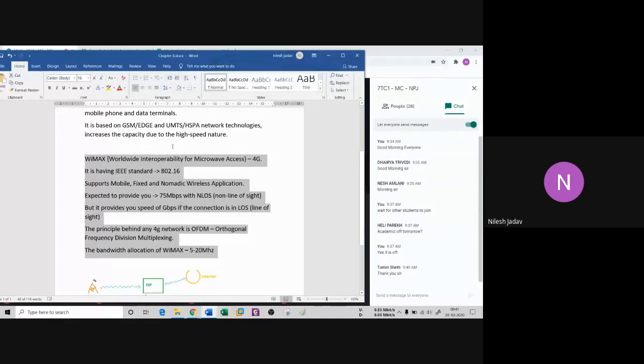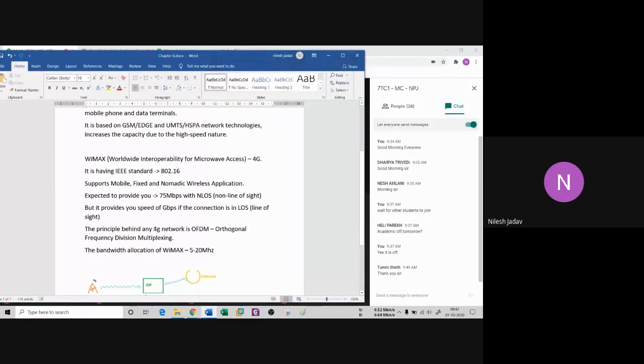It is based on broadband connection as well as wireless communication. It is a technology with an IEEE standard of 802.16, and gives you three types of support in the network: mobile network, fixed network, and nomadic network. Nomadic network is never going to be fixed. It's going to be continuously on the move. Then I also told you that it gives you 75 Mbps of speed with an LOS connection, and sometimes provides you Gbps speed when you have LOS connections.